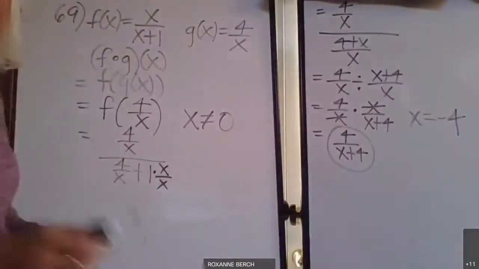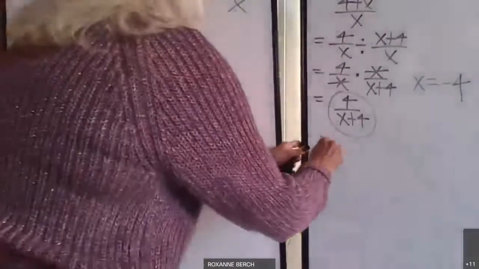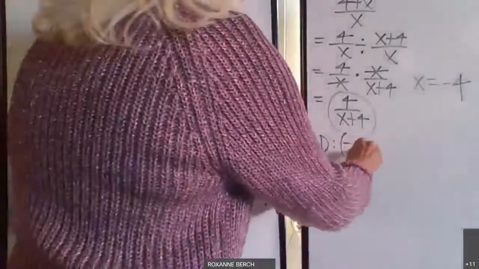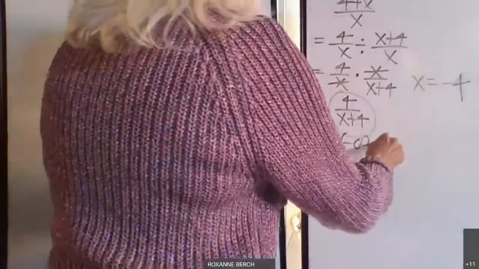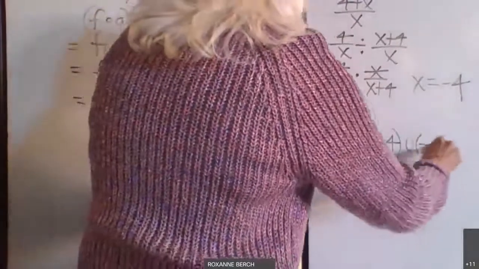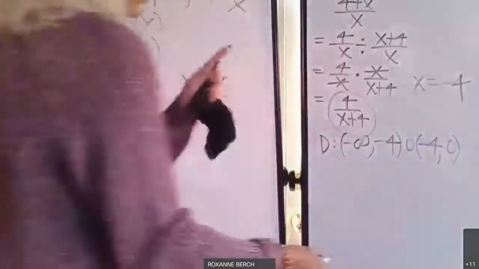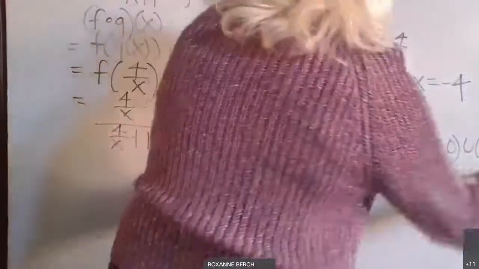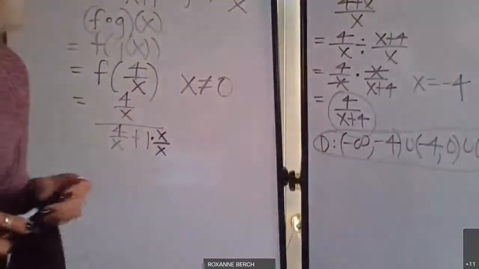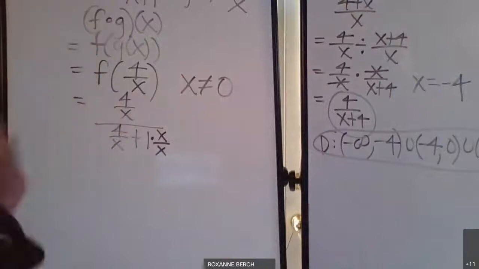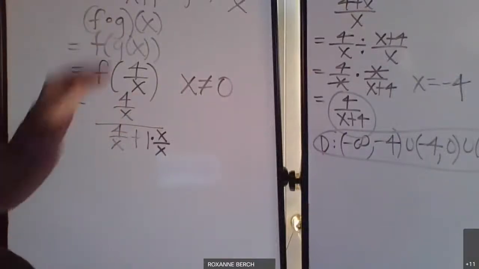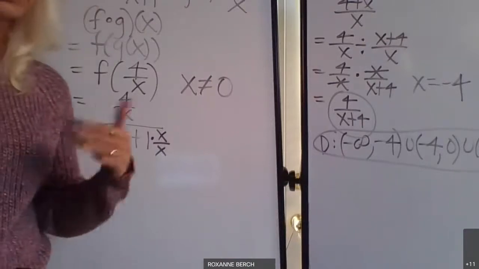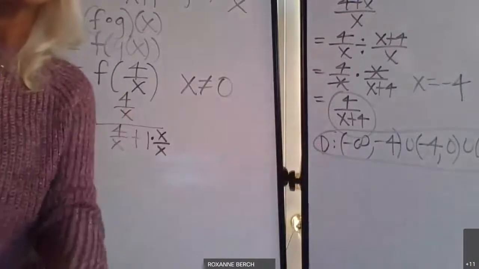So that's your domain then. Your domain would be everything except -4 and 0. So you would write negative infinity up to -4, or -4 up to 0. I'm just putting it in order. Or 0 to infinity. So with this set of problems, it's like a step above because they're wanting you to work with these rational functions, and then you have to find the excluded values to state the domain.